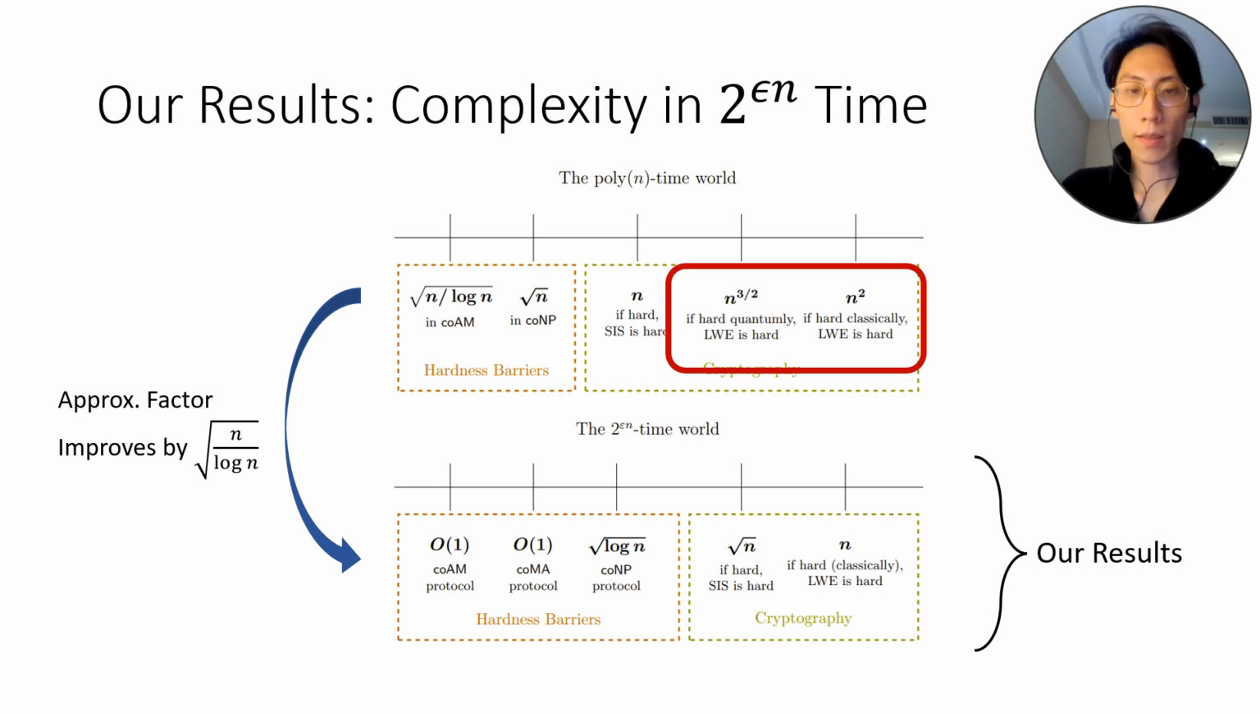One last comment that I would like to make is that in the 2 to the epsilon n time row, there seems to be no real distinction between a quantum reduction and a classical reduction, at least in the context of the worst case to average case reduction for learning with error. In the polynomial time row, there is an advantage of square root n in the approximation factor when one uses a quantum reduction. But such an advantage disappears when we are allowed 2 to the epsilon n time.